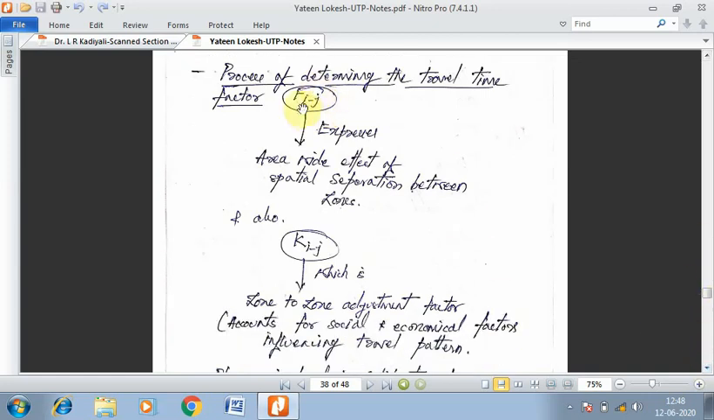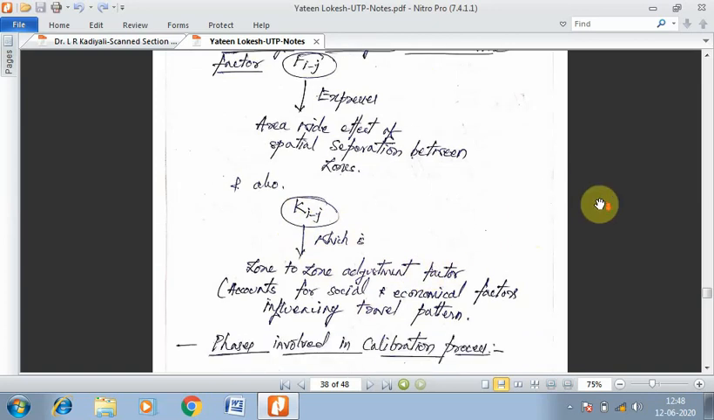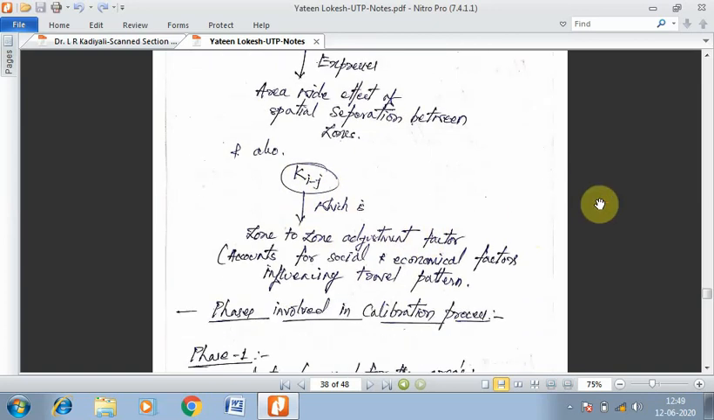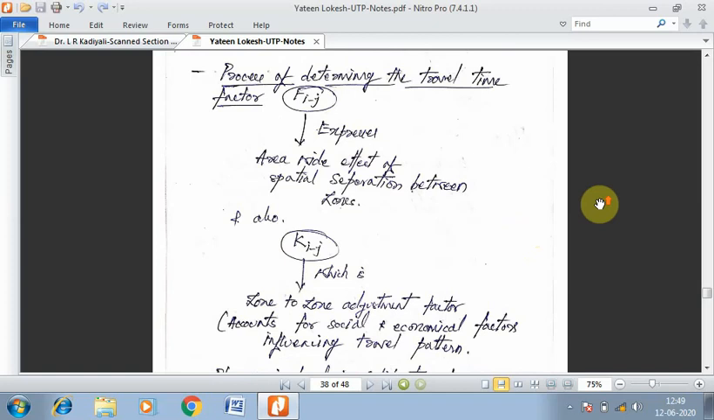So this Fij actually expresses the area-wide effect of spatial separation between the zones. So this is basically representing the spatial separation. And on the other hand, you have Kij, which needs to be calibrated and altered, which is the zone to zone adjustment factor, and it also accounts for the social and economical factors influencing the travel pattern. So this is all what happens in the calibration process.